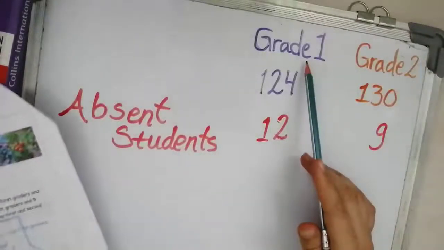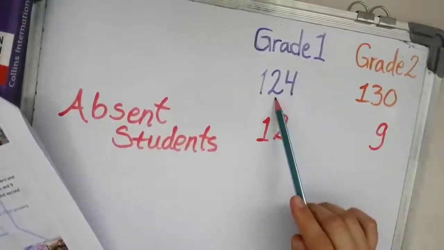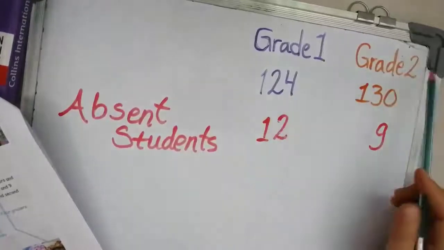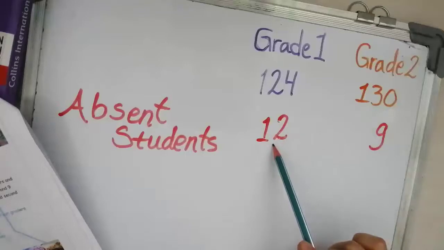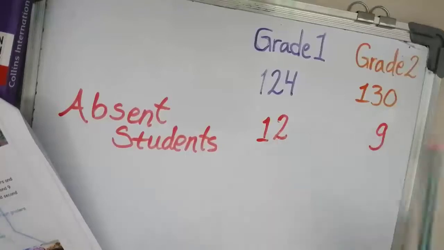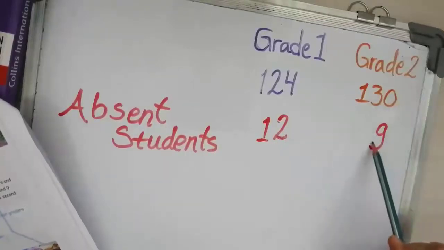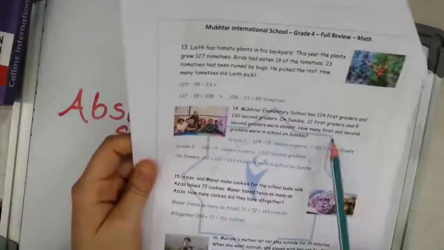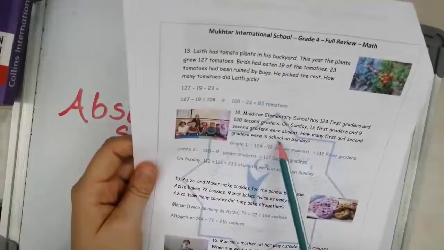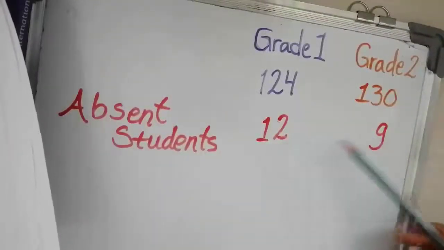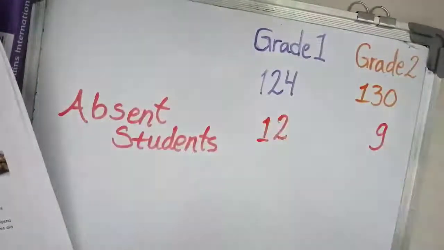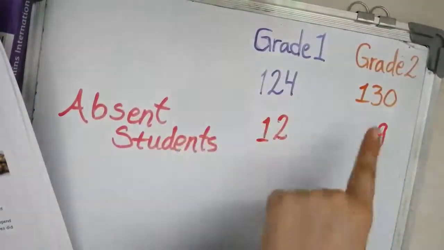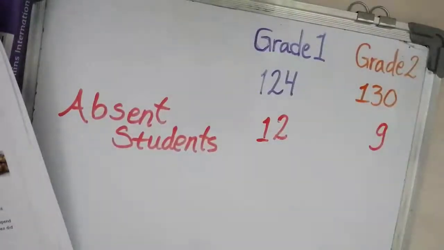Students in grade 1. The number of students in grade 1 is 124. The number of students in grade 2 is 130. On Sunday, 12 students from grade 1 were absent and 9 students from grade 2 were absent. How many first and second graders were in school on Sunday? Okay, that's easy. Take away the absent students, but be careful. Take away the absent students from grade 1 out of 124, from grade 2 out of 130.